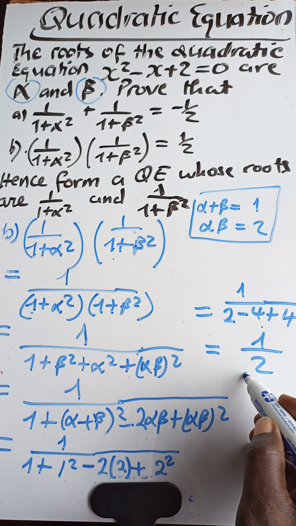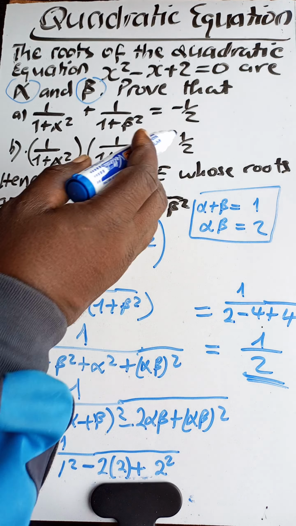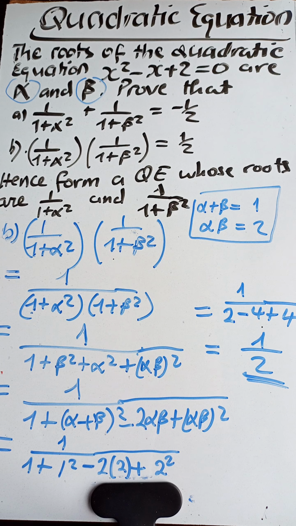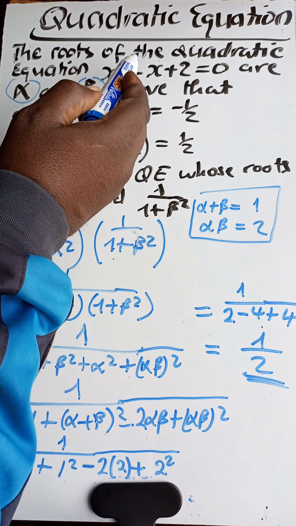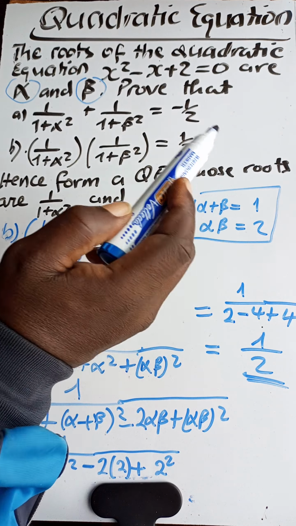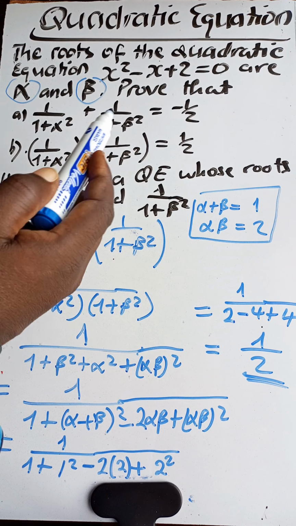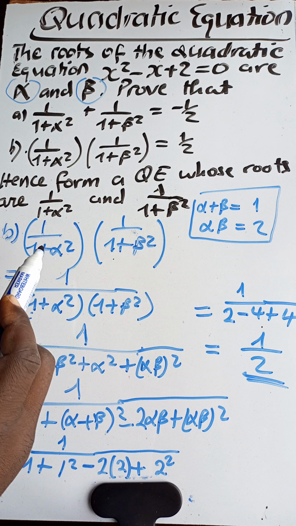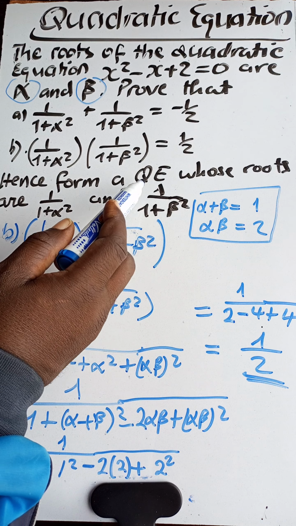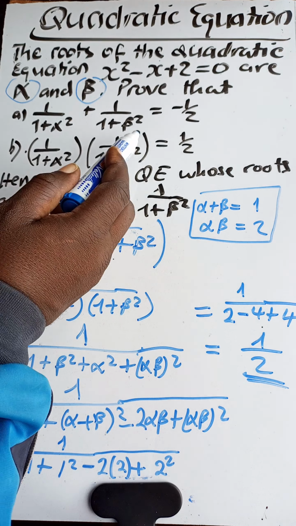All right, so this proves that the product is a half. Okay, this product is a half. Working with this quadratic equation, knowing that sum of root is 1 and product of root is 2, as we demonstrated earlier on, we have succeeded to show the case of A and B. Now we are asked to form a new quadratic equation with these roots.